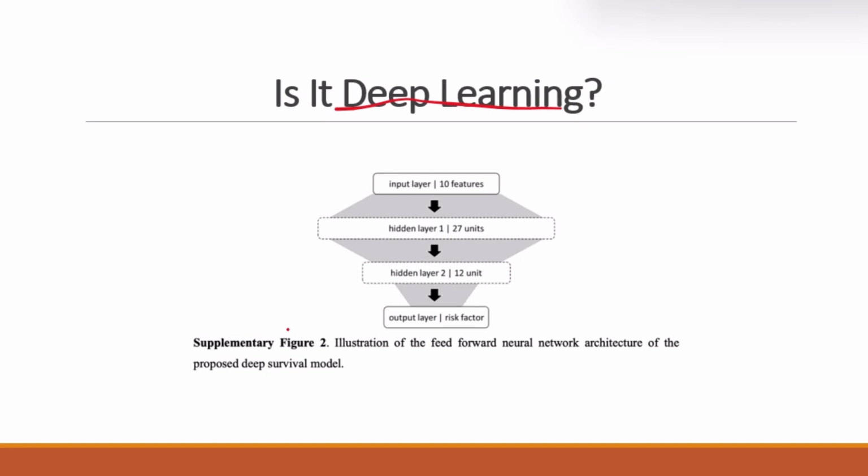According to trends, when I look at recent papers, it's more and more common to call these multi-layer perceptrons deep learning. Here's a figure I saw recently in a paper: a multi-layer perceptron with only 10 inputs, a very small number of hidden units, and then one output. This is the output unit. Here they call it deep learning, and essentially propose this deep survival model.